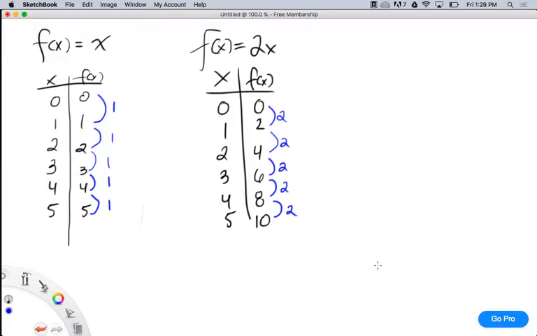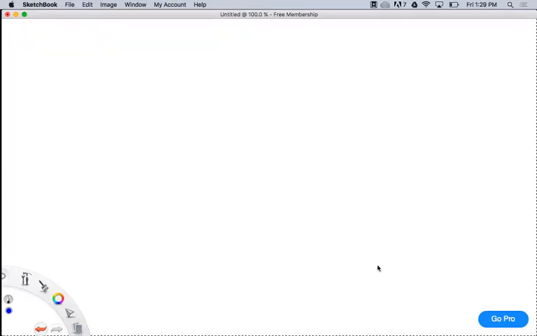Does that make sense to you guys? Okay, that's pretty obvious. All right, so we can move on. Now, if it was negative 3x, it would be going down 3. The difference would be negative 3 each time. Does that make sense? Okay. But let's get into something a little bit more new.